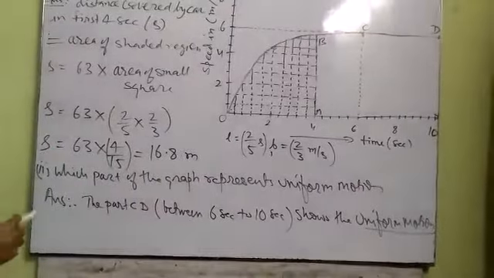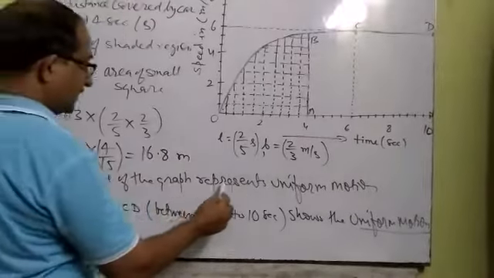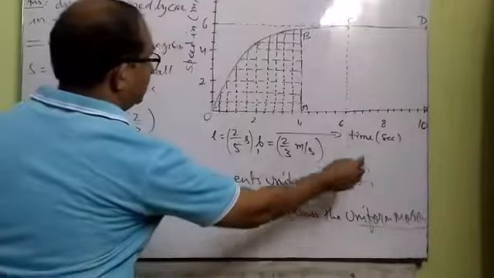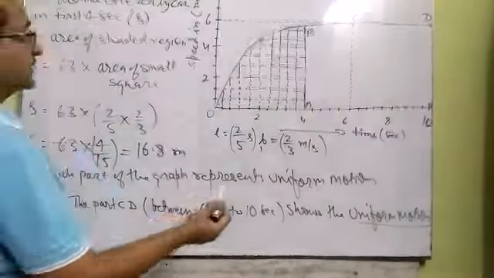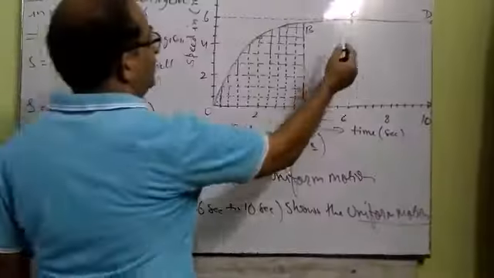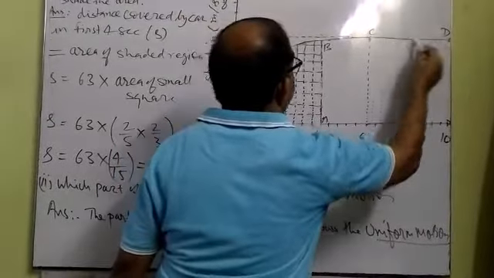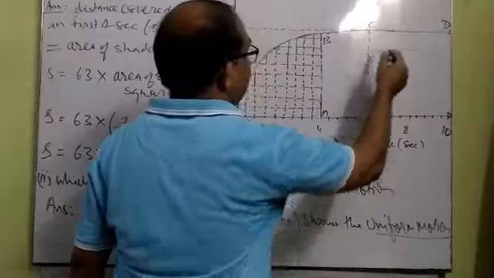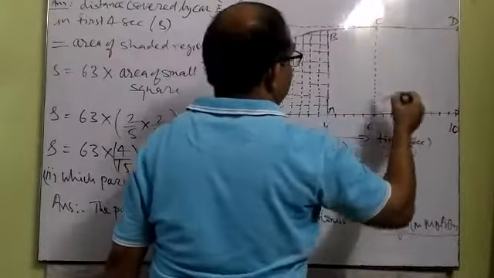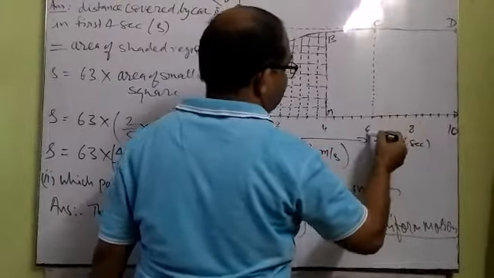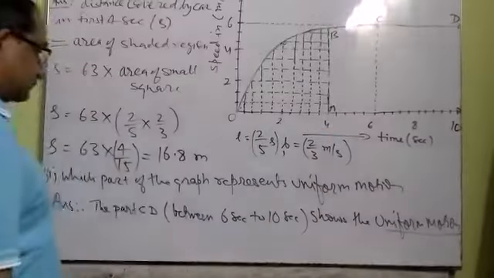In the second part, which part of the graph represents the uniform motion? You can see uniform motion is shown between the C to D part, because in between C to D there is a straight line, and this part C to D lies between 6 seconds to 10 seconds.